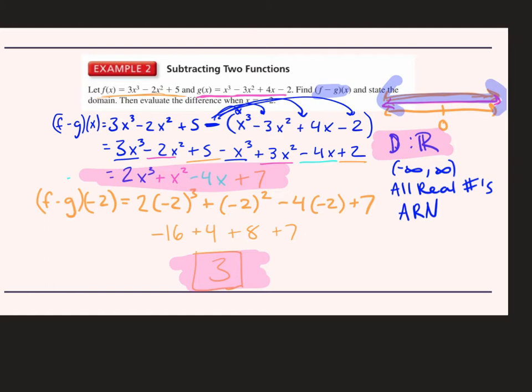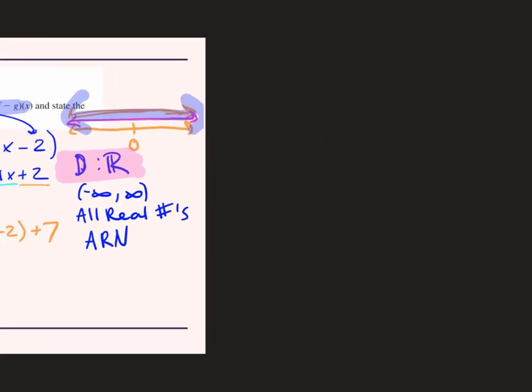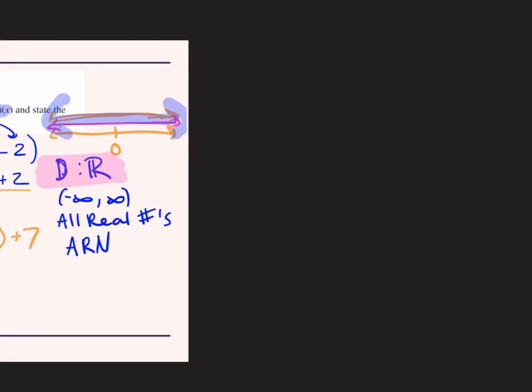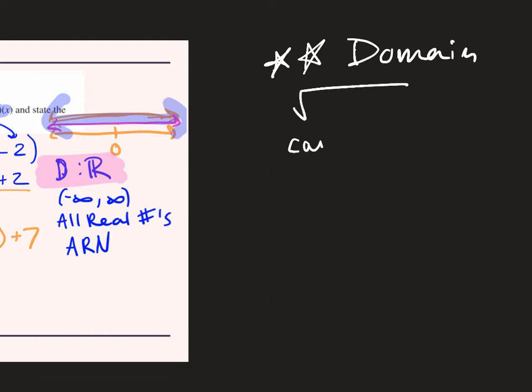Any questions on this one? So I just want to reiterate and explain this in case people still don't really understand how we got all real numbers and maybe you're just not asking. But for our domain, if we have a square root, we can't have negatives under the square root. So anytime we see a square root, we have to make sure whatever's under it is not negative.